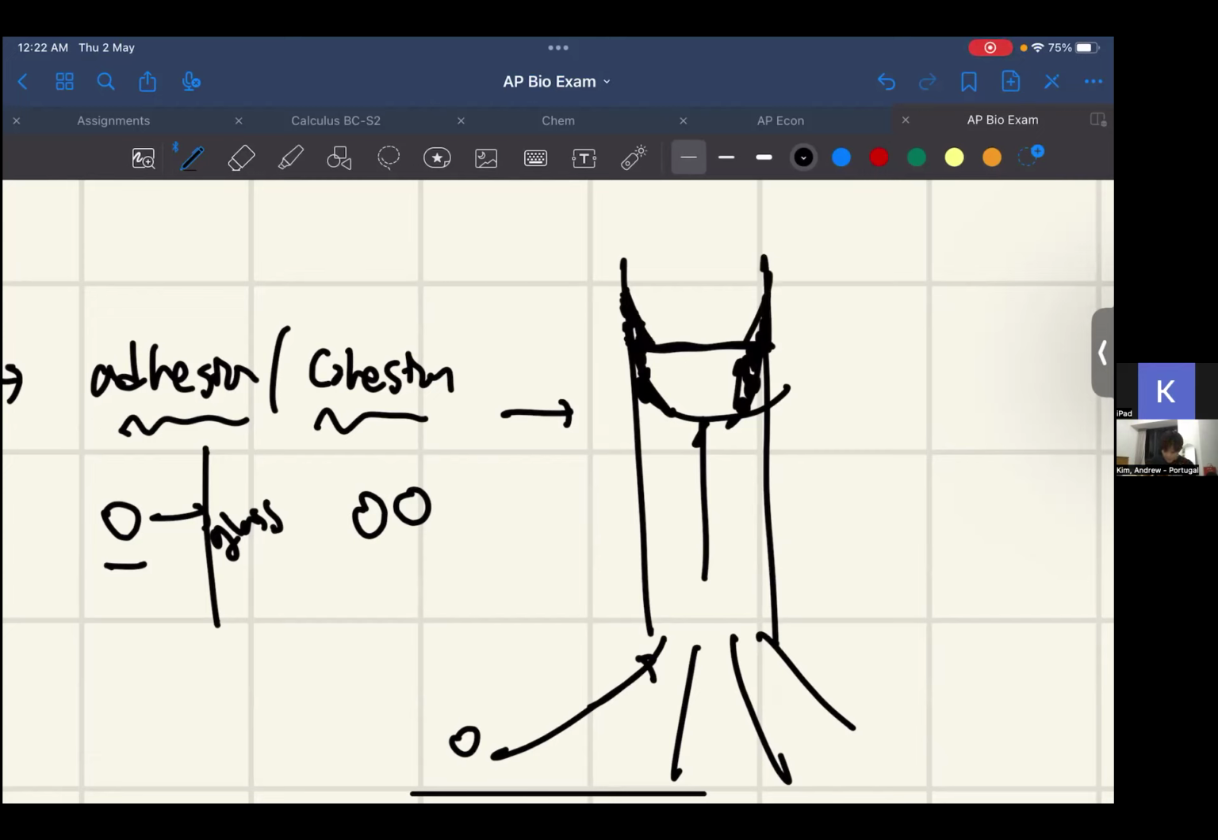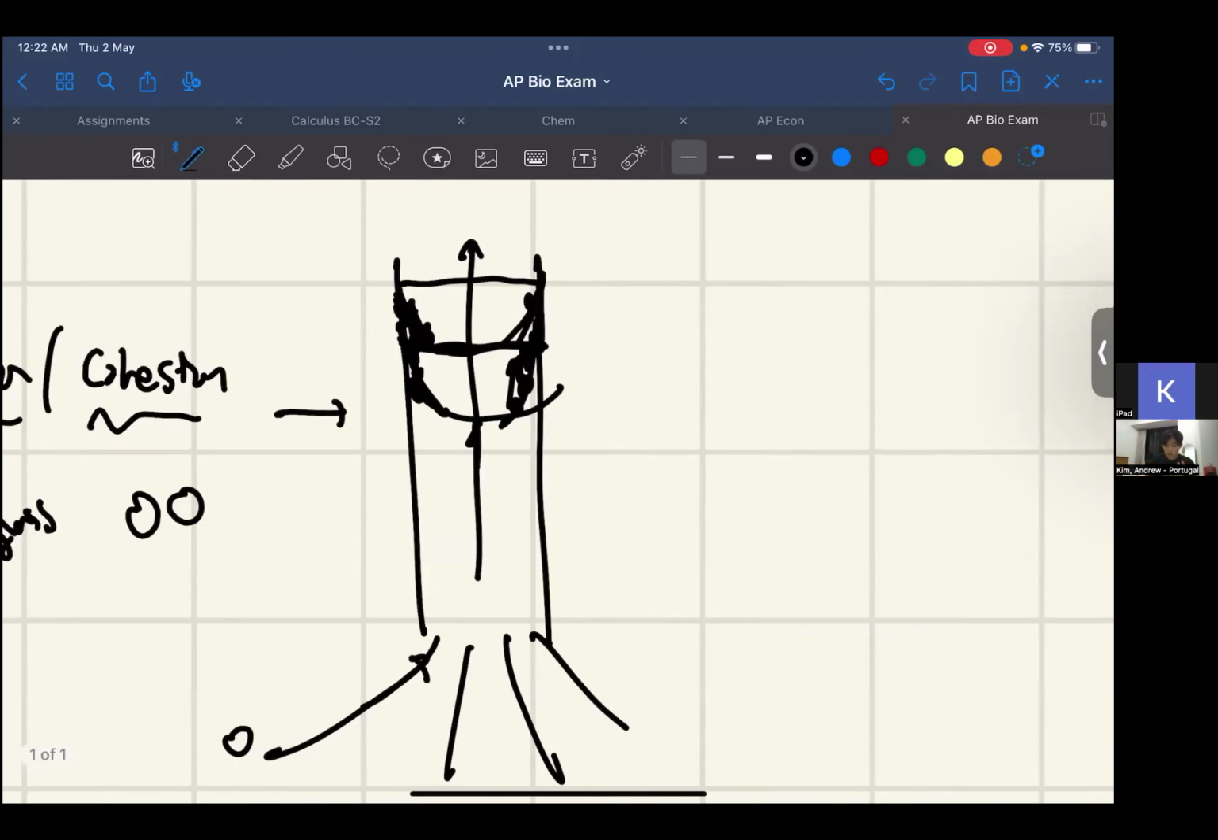Now, once we have this sort of round shape formed, the water molecules above will again pull the water molecules down below, so the water molecules below will also be pulled up. Okay, so this is how capillary force, or the process of water traveling through a stem, works.